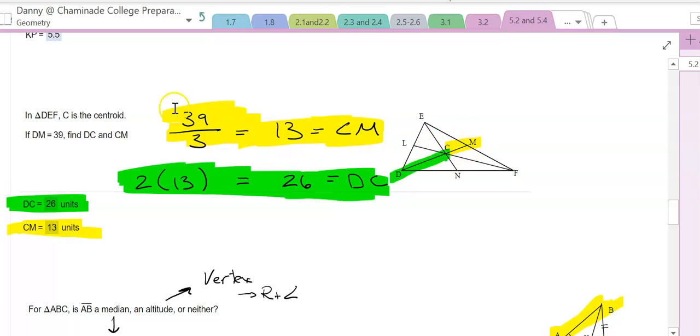In this next section, we're given D to M, the total distance, so we can do both thirds. The smaller part is 1/3, so I divide by 3 to get 13. And I know that this part is twice the smaller part, so I multiply that by 2 to get the second one.